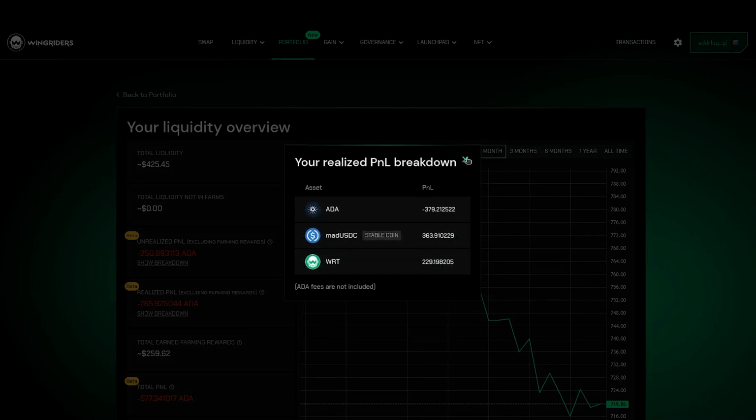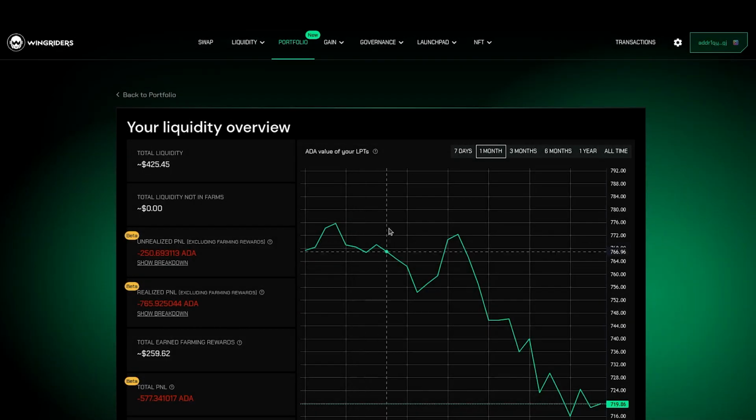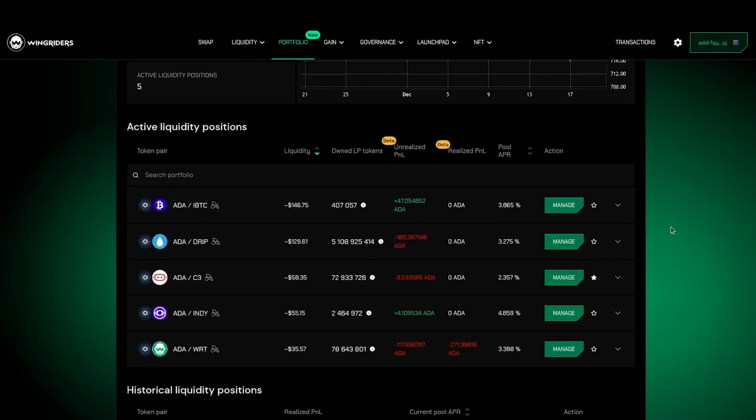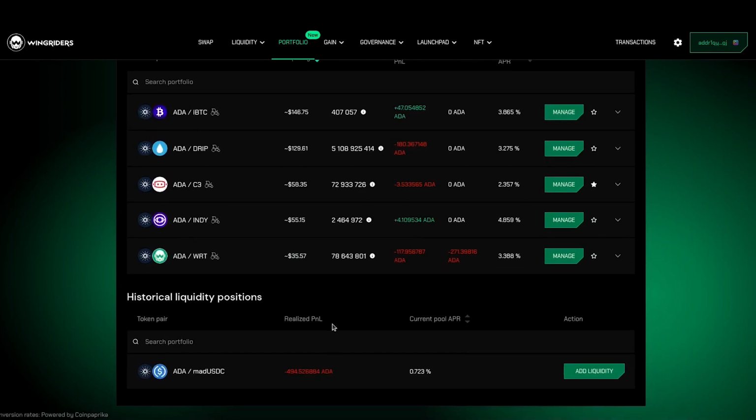On the right, there is a chart for the total ADA value of your liquidity over time. The table below shows your active liquidity positions. You can see detailed information about each position, including unrealized and realized P&L of a specific pool. You can hover over the P&L to view the breakdown per each asset of provided liquidity. The table below shows all your historical liquidity positions with the realized P&L per each pool.